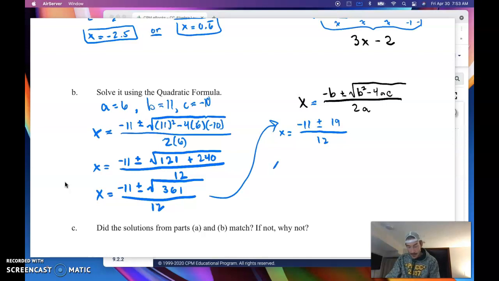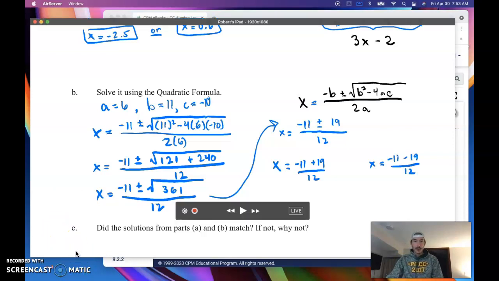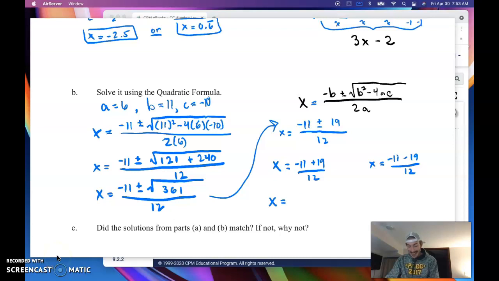All right, I've got x is equal to negative 11 plus 19 over 12, or x equals negative 11 minus 19 over 12. You can see I'm going to have two solutions just like we did in A. That's no big deal. We do have the ability to have both parts present and relevant here. Negative 11 plus 19 works out to be 8 over 12, and 8 over 12 reduces to 2/3.